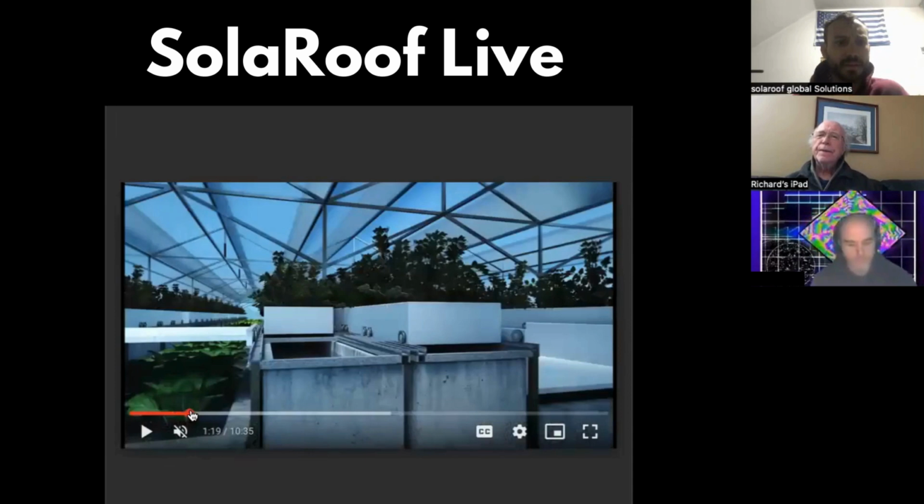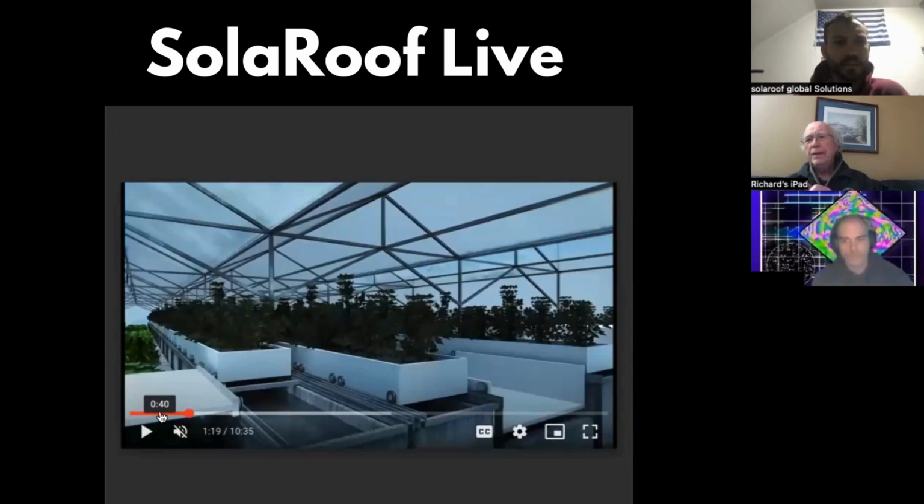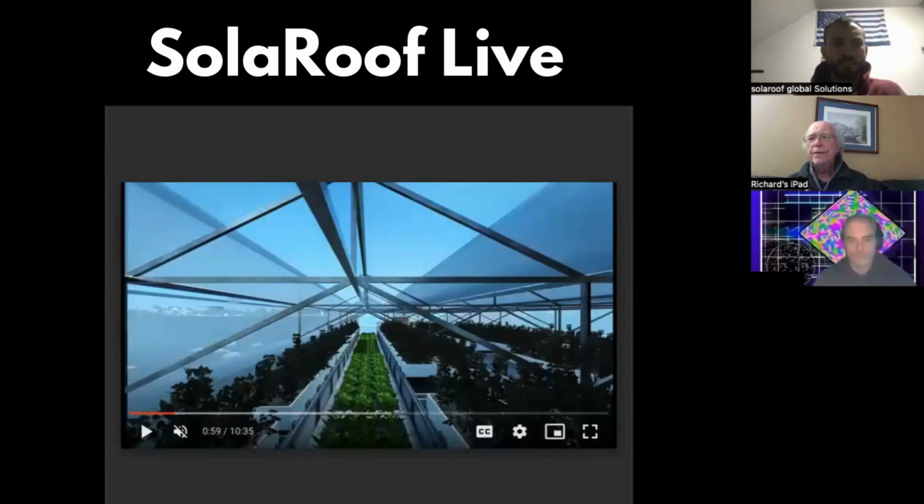Let's see. Here, the Pirate Farm, for example. That's a real example of affordability. The main thing about cost is simplicity. And as you see here, it's not a complex structure. It's very modular. It's using square tubing.